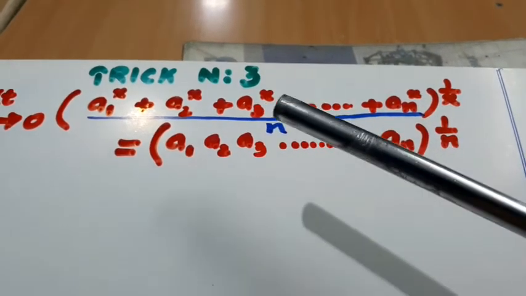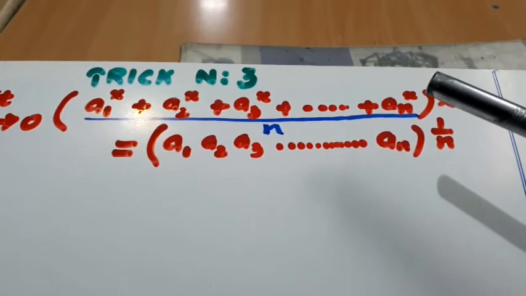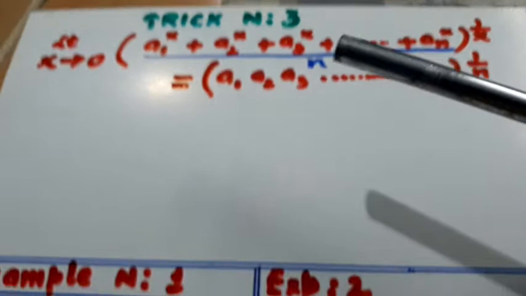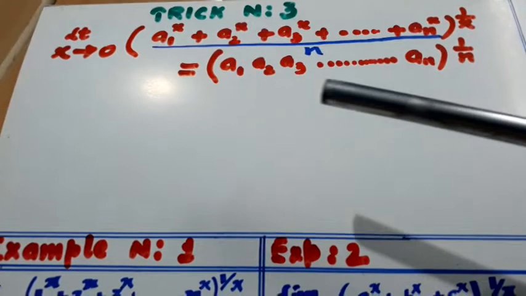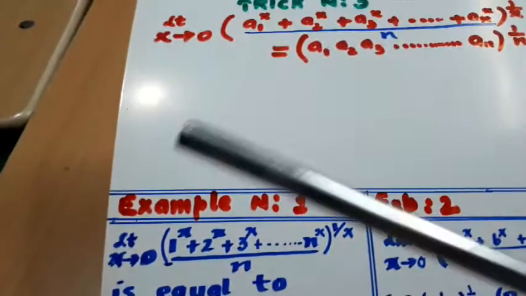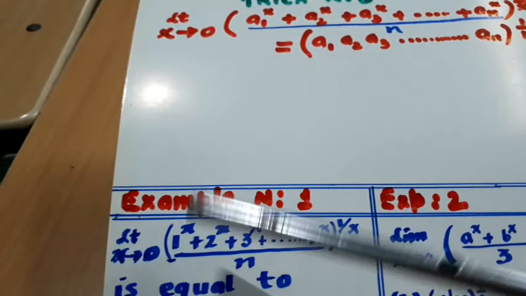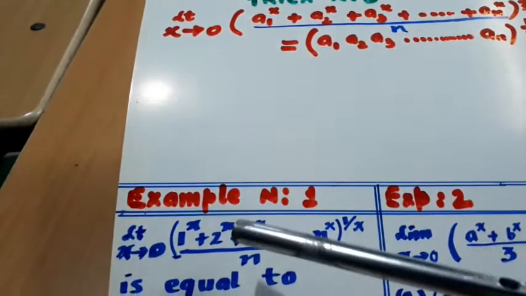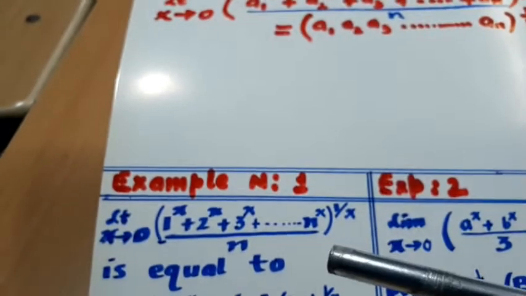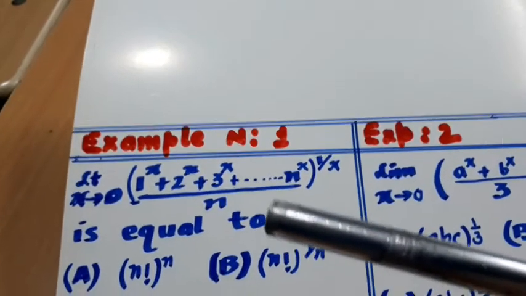So n देखो डिनोमिनेटर में आई यहाँ पे एंड पावर सारी x में. Now the answer is a1, a2, a3, an, so on, 1 over n. Now look here. Comparison करो. 1 raised to x, a1 raised to x. 2 raised to x, a2 raised to x. 3 raised to x, a3 raised to x. आंसर क्या आएगा? a1, a2, a3.